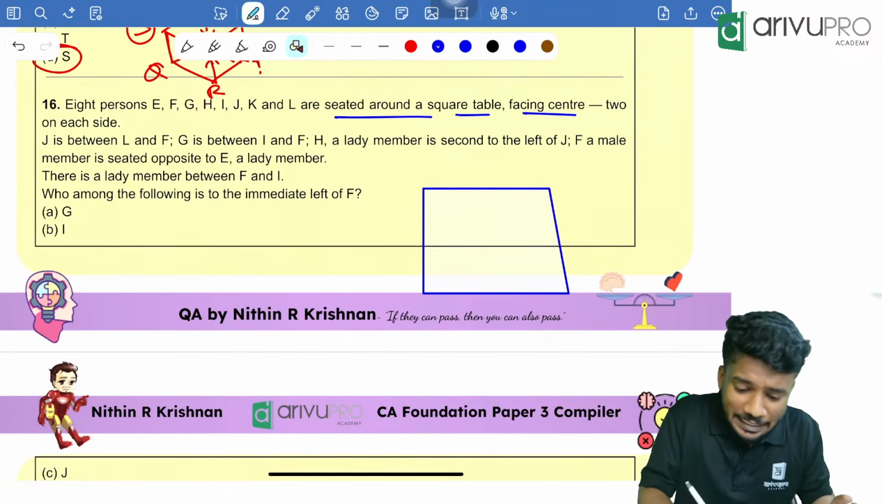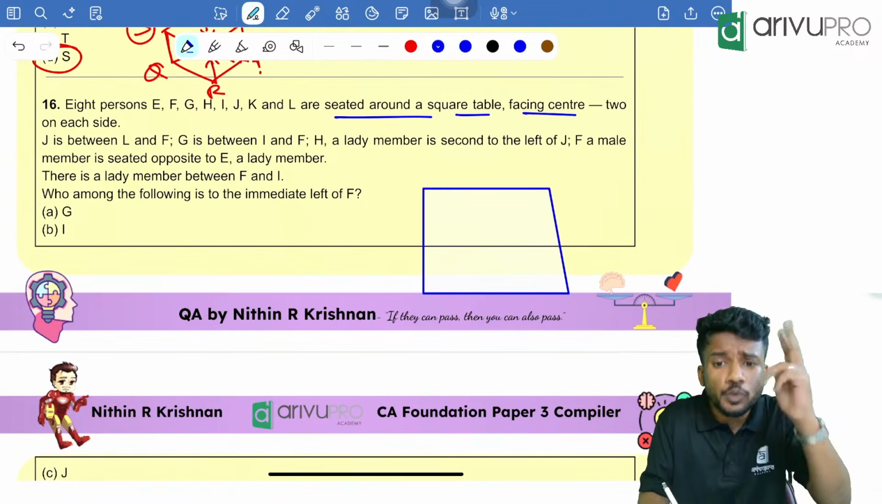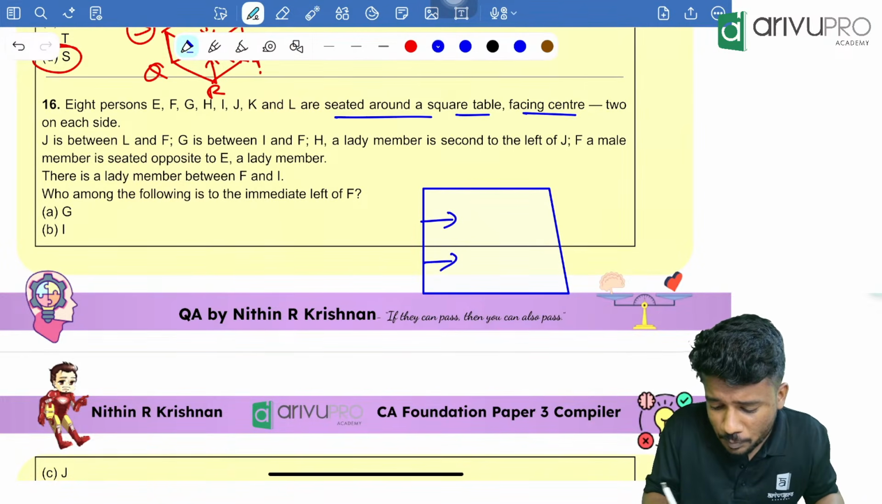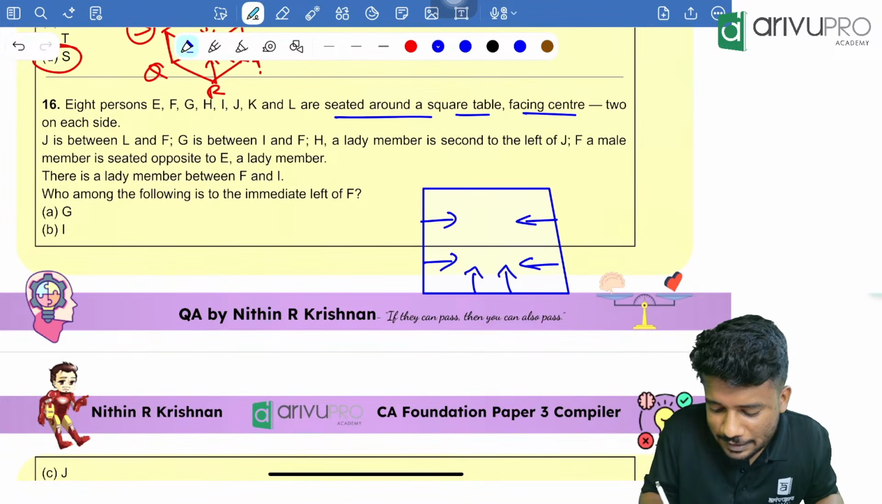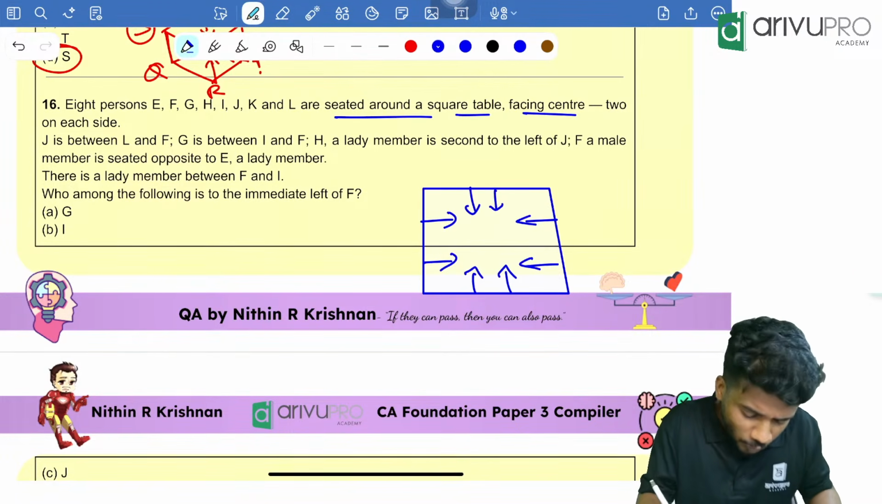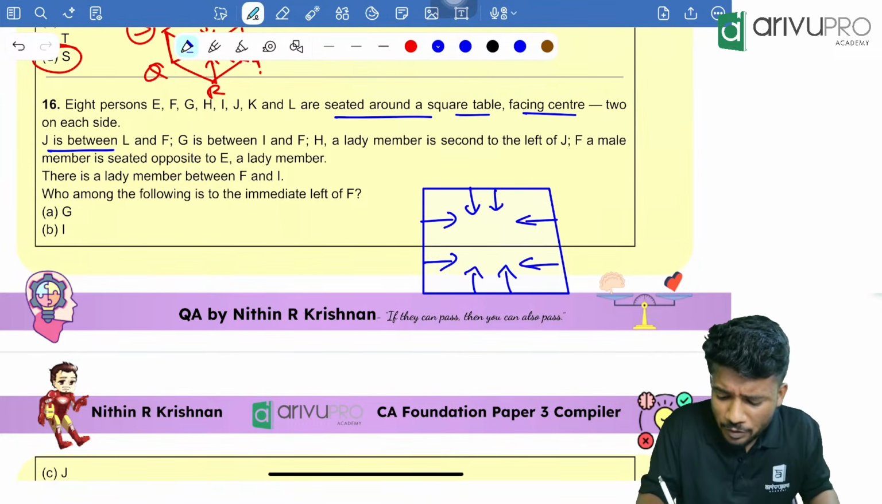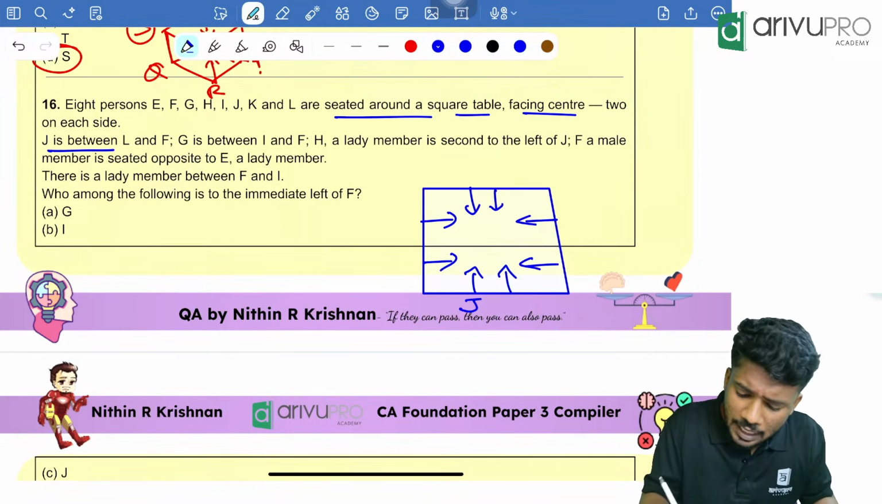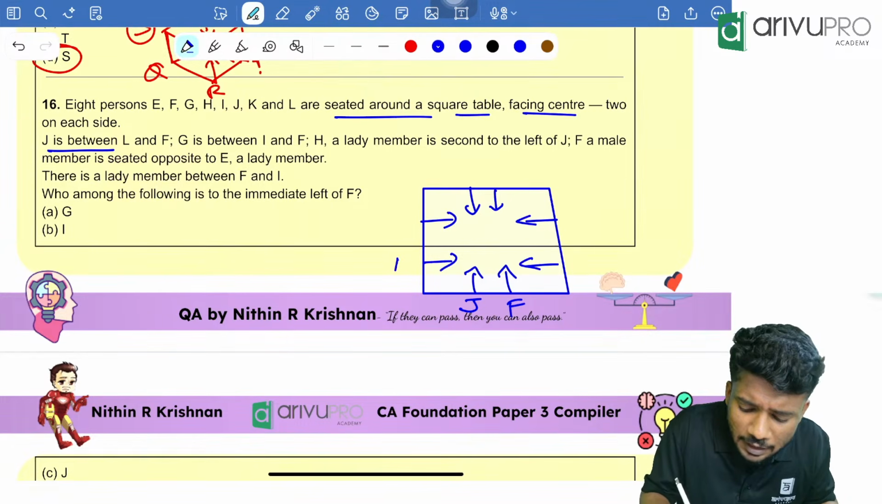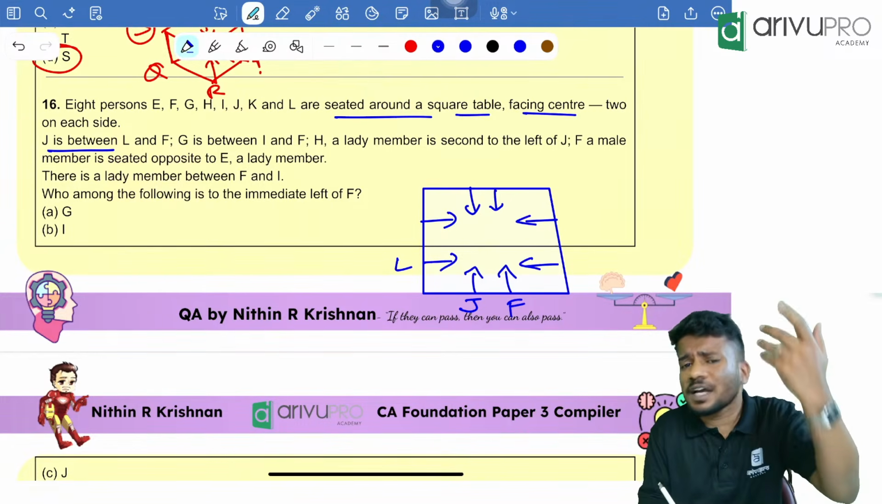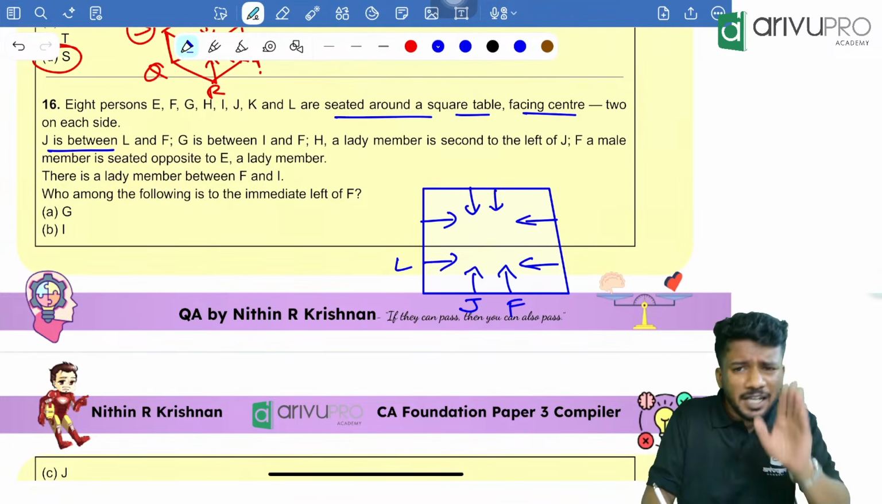How many people are there? Eight people are sitting there, two on each side. That means two people should be there on each side of the square. That is the condition. Then what is given in the question? J is between L and F. I am going to assume J is over here, F is over here and L is over here. If our assumption goes wrong, I will draw it again.